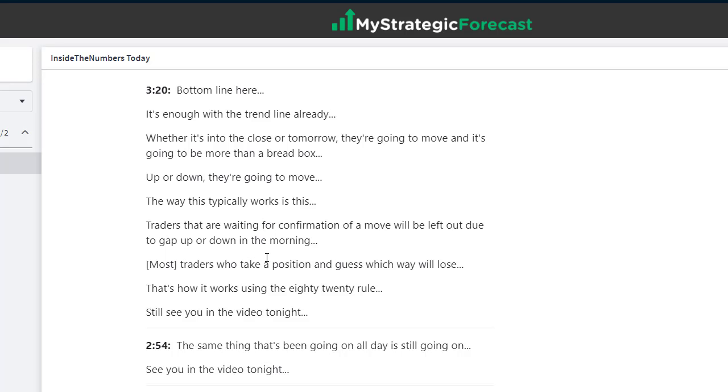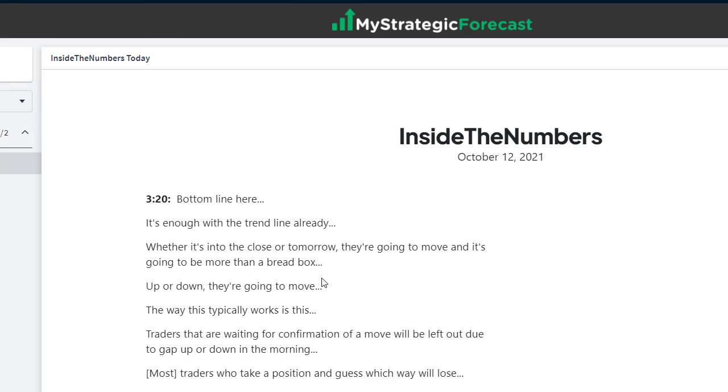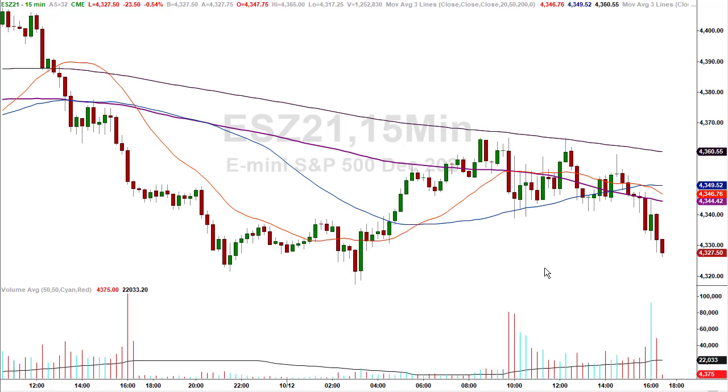The way this typically works is this. Traders that are waiting for confirmation of a move will be left out due to a gap up or down in the morning. Most traders that take a position into the close and guess which way will lose. That's how it works using the 80-20 rule. That's basically the bottom line. We've all been there before. They had a poor close today. The futures ended up closing basically on the lows.